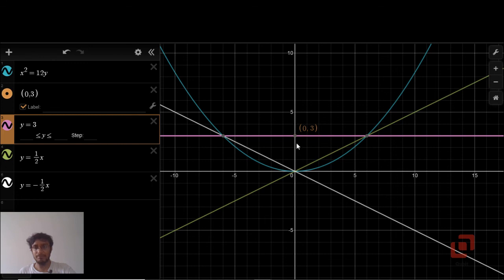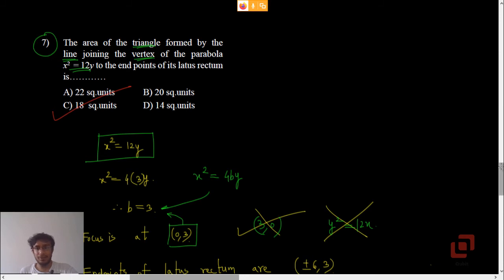Okay, so base is the distance between these 2 points, 12 units. Height is the distance between (0, 3) and the origin, so 3. So half into 12 into 3 is 18 units. That is the 18 square units. That is our answer. Let's now go to the 8th MCQ.